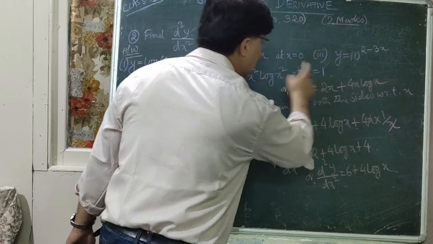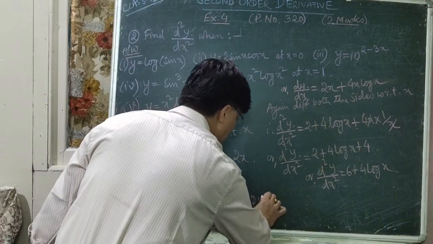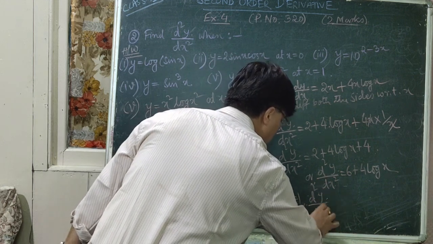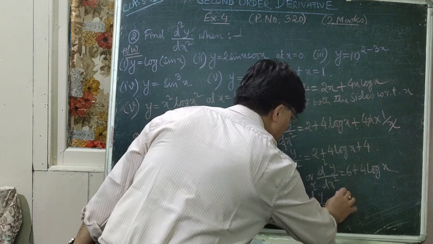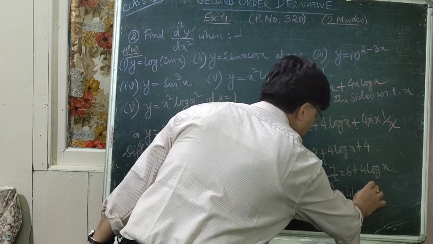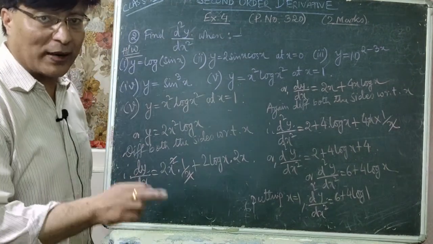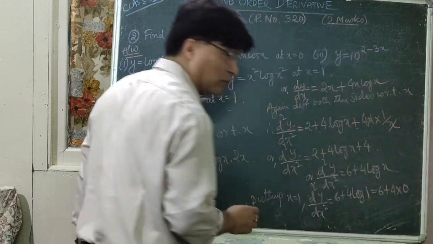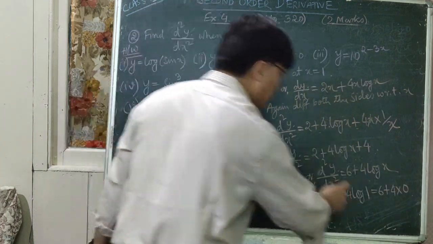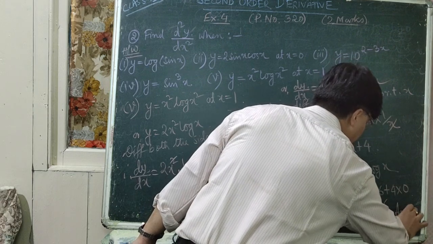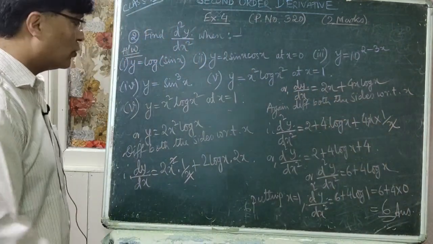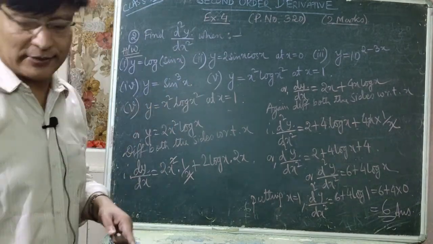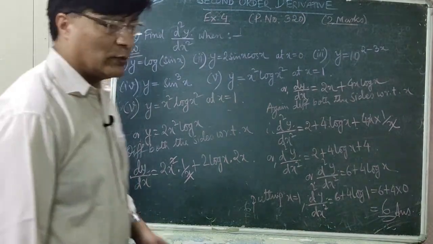Now we can put x is equal to 1 in this case. So putting x is equal to 1, what do we get? d2y by dx square is equal to 6 plus 4 log 1. As you know that log 1 is always 0. Log 1 base e is always 0, is equal to 6 plus 4 into 0. You know that 4 into 0 is 0, so 0 plus 6 is 6. So this is the final answer. So what is the value for d2y by dx square when x is equal to 1? It is 6. Okay, so you can copy it. We'll do the next question now.